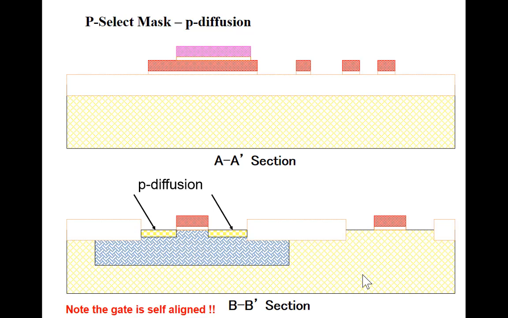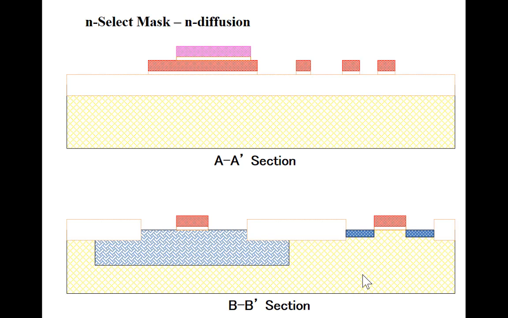So now we cover everything with photoresist again and open up the N-Select side. And then we do an N-type implant, and we form the source and drain of the N-channel transistor. Again, it's still self-aligned. I should have shown the PDFuse. The PDFuse is already done, so the PDFuse should be showing here as well because it's been put in.